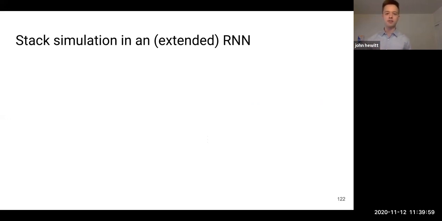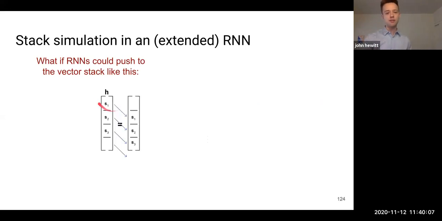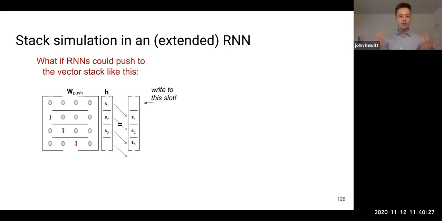How would you apply this in an RNN? Well, it would be nice if you could apply a push operation like this. So you've got some stack slots. Here's slot 1, 2, and 3, and then the fourth one is empty. You want to push, so you shift everything down. You shift the first slot into slot 2, etc. And then you can write to the top slot because now it's empty, it's free.